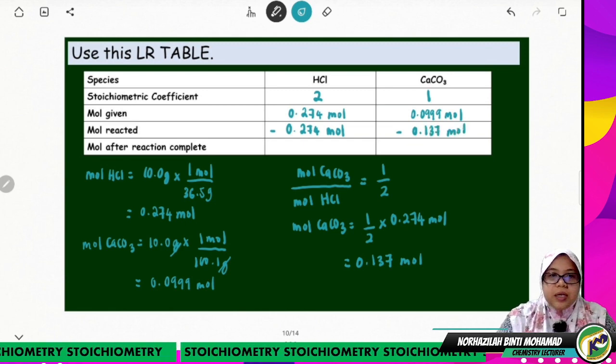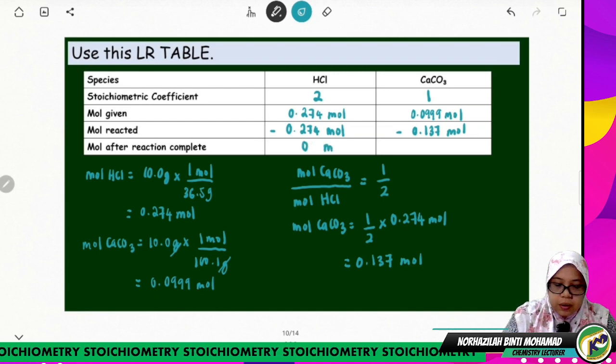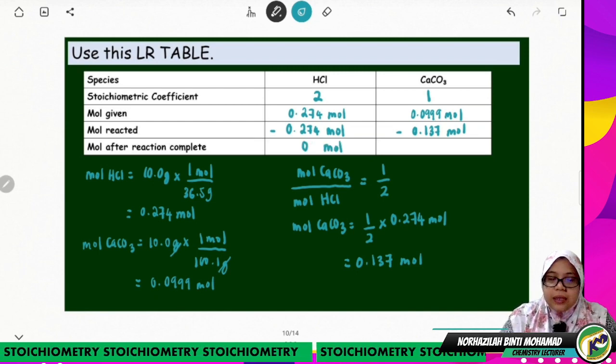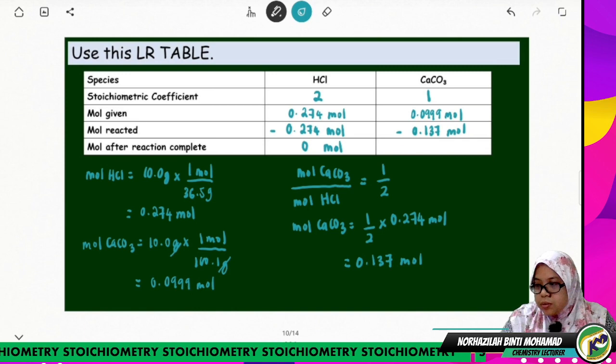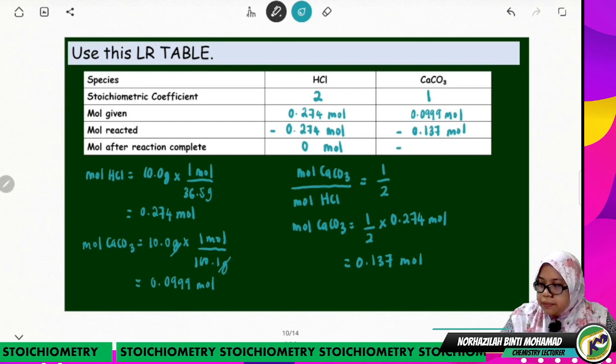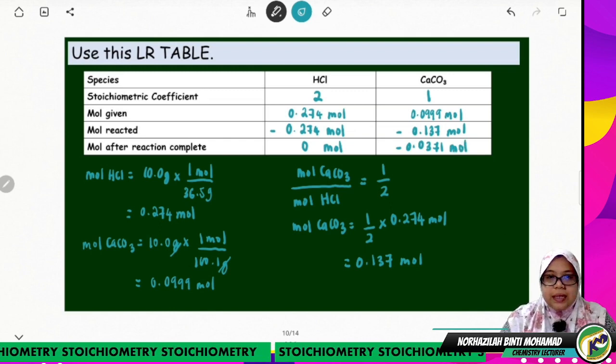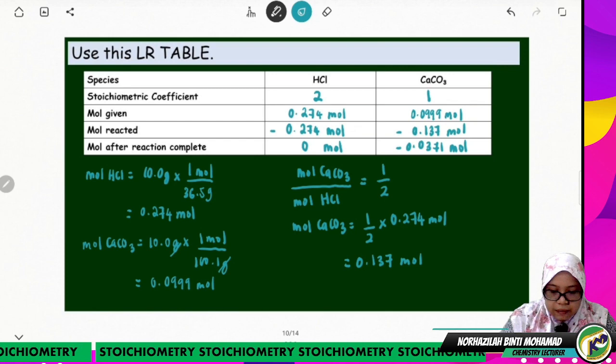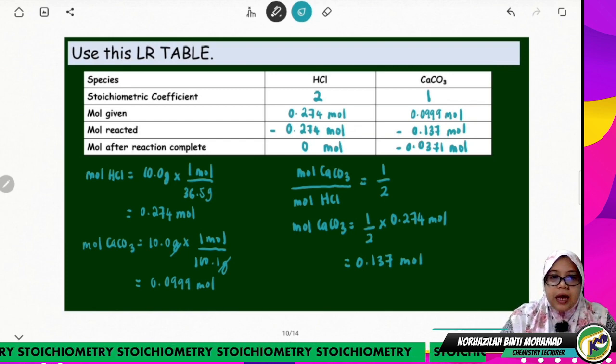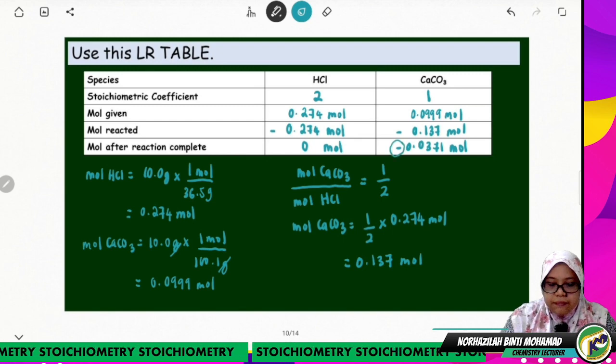So after the reaction complete, the mole of HCl left after the reaction complete is 0.274 mole minus 0.274 mole equals to 0 mole. Okay, and then for calcium carbonate, 0.09999 minus 0.137 mole is equals to negative 0.0371 mole. So we can see that the amount of mole of calcium carbonate after reaction complete is negative.